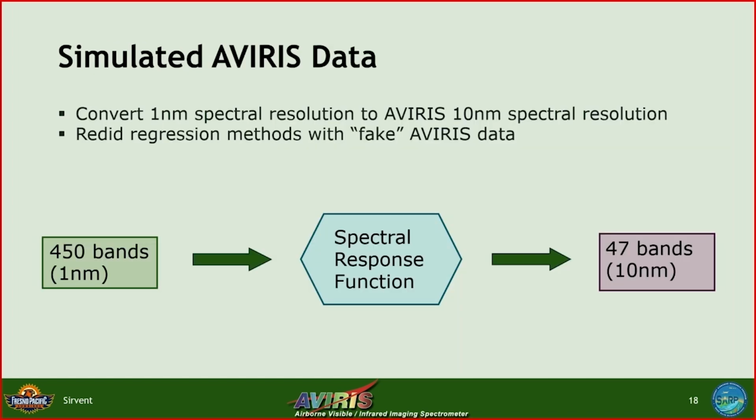And what we need to do is create our model based off of simulated AVARIS data. So we're going to take our in situ data, which is 401 1-nanometer bands. We're going to shove it in a spectral response function. This is really simplifying it, but it's going to do some stuff, and it's going to spit out 47 10-nanometer bands. So we have the in situ data, but it looks like AVARIS data. Okay, we've built the model, and now we've got to test it.